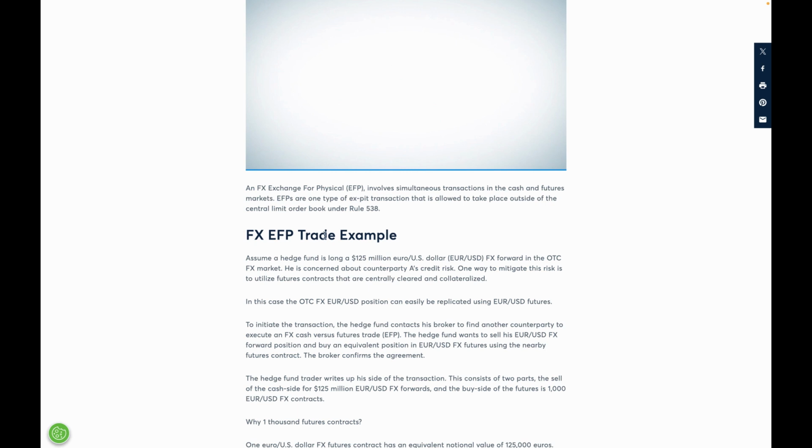FX EFP trade example. Assume a hedge fund is long 125 million Euro USD FX forward in the OTC FX market. He is concerned about counterparty A's credit risk. One way to mitigate that risk is to utilize futures contracts that are centrally cleared and collateralized. So, credit risk.